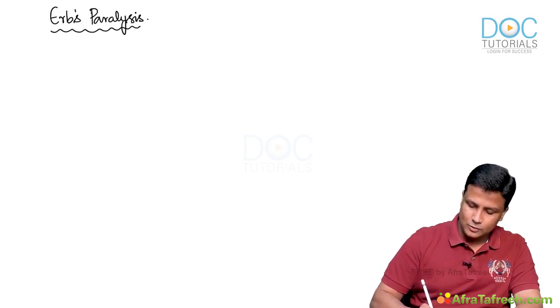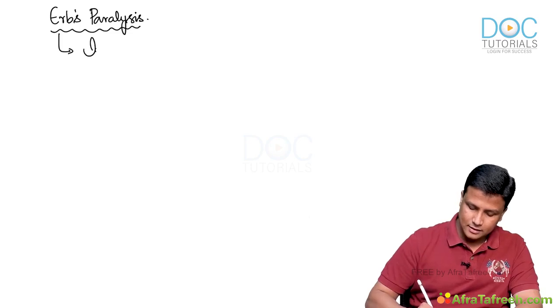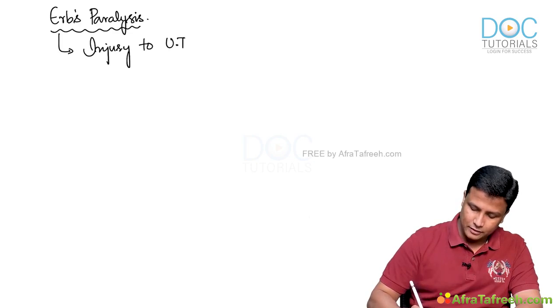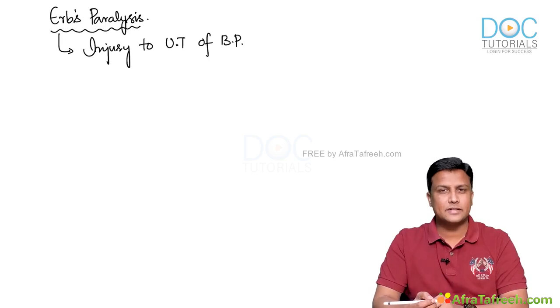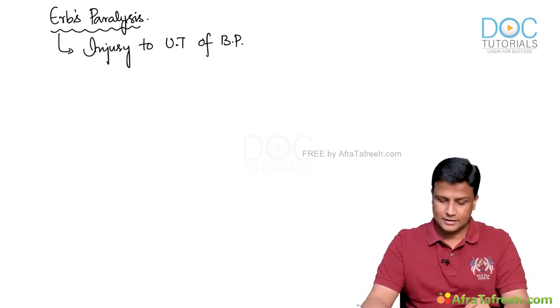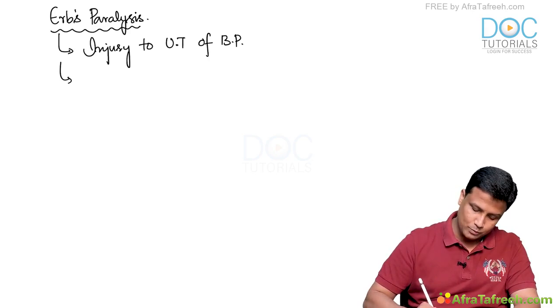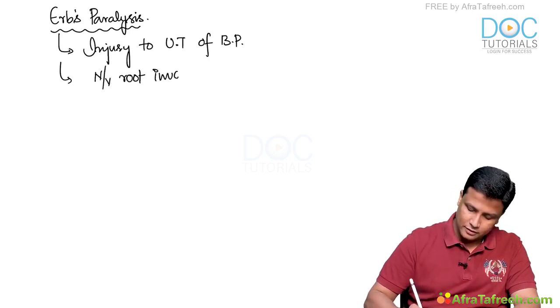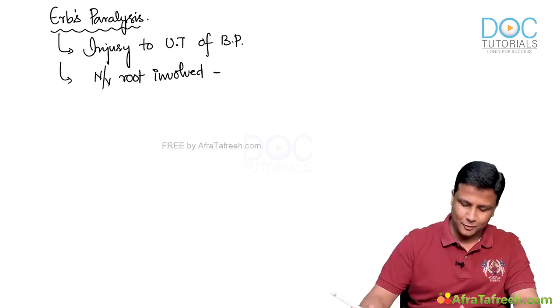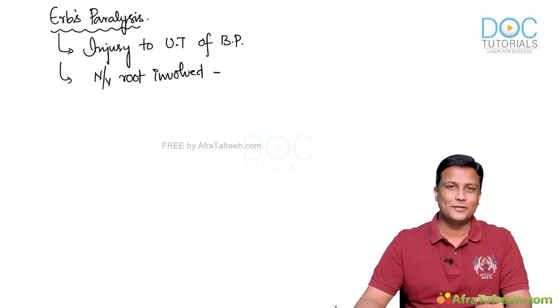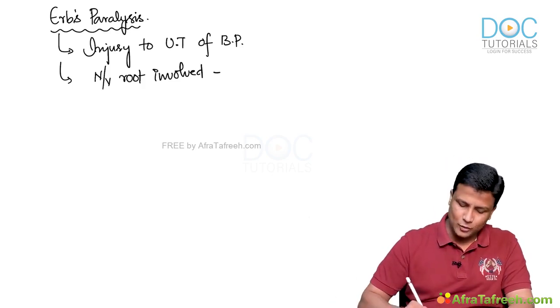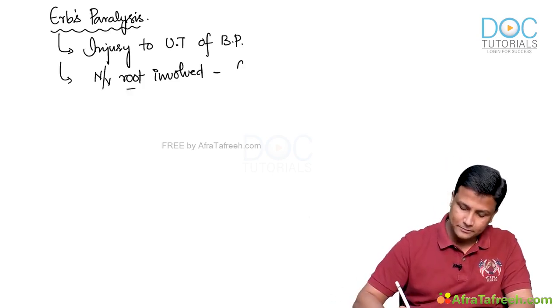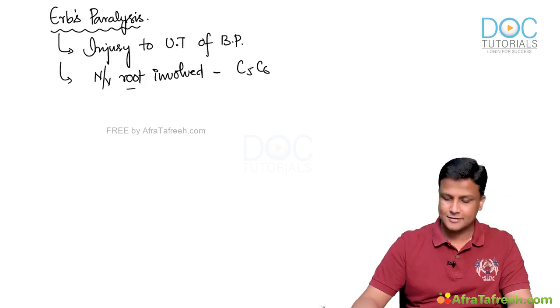First of all, write down there, guys, what is the meaning of Erb's paralysis? Erb's paralysis is injury to the upper trunk of the brachial plexus, guys. Question number 2. What is the nerve root involved? Now my students are expert now. Just now we have seen the normal brachial plexus. You all know what is the root value that is involved here in Erb's paralysis, sir? That is C5 and C6.